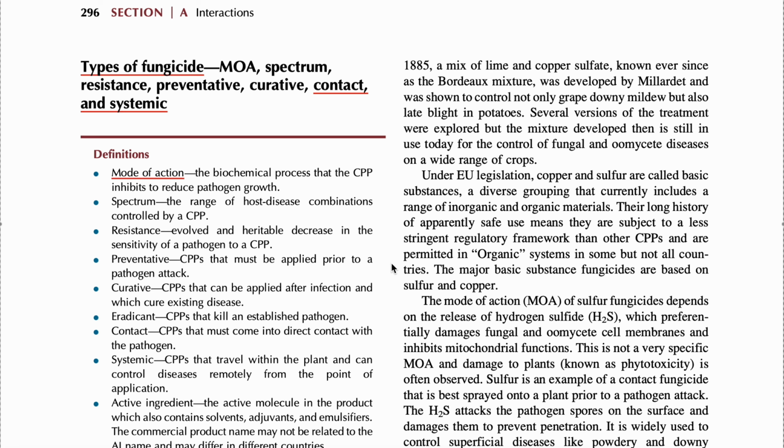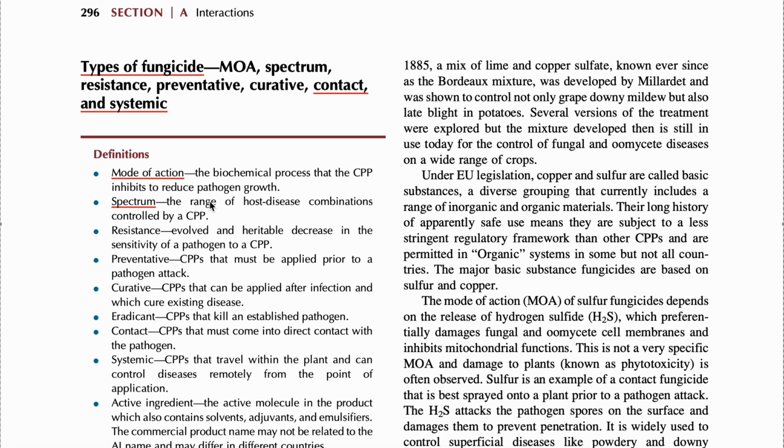It's not that tough. So the carboxin group, their mode of action is SDHI, succinate dehydrogenase inhibitor, right? Whereas for triazole, the mode of action, they target sterol biosynthesis. Fine. So these are the modes of action. There will be a table given, so you will understand. That is the mode of action with the help of which they inhibit and reduce the growth of pathogen. Next is spectrum, the range of host disease combinations controlled by a CPP.